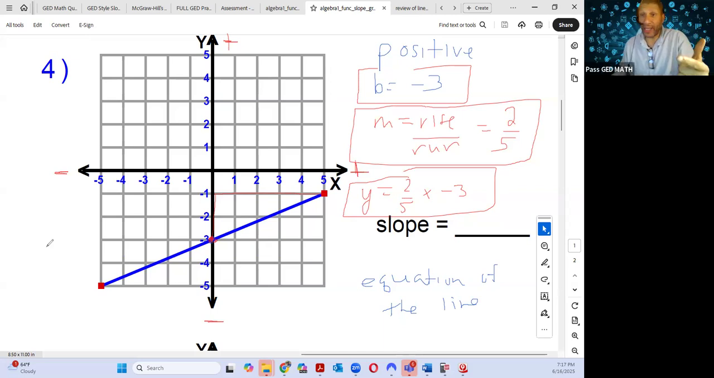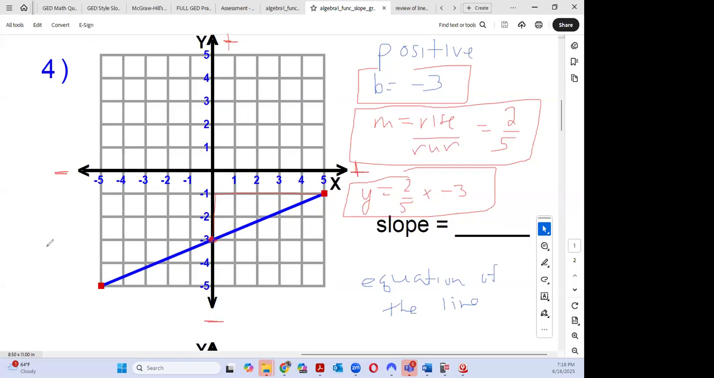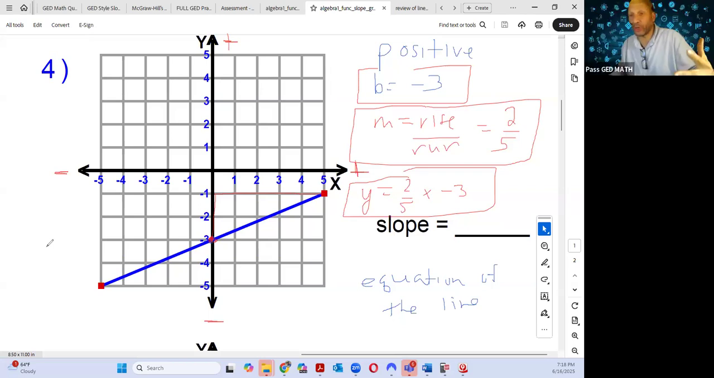Y is not your y-intercept. Your y-intercept is not your y-axis. Your y is the value of your point. Your y-axis is the vertical line that goes on forever. Your y-intercept is where your line crosses the y-axis. Okay. So y, y-intercept, and y-axis are three different things.